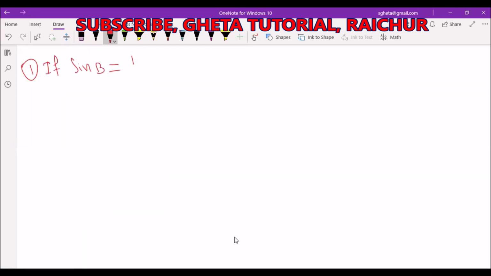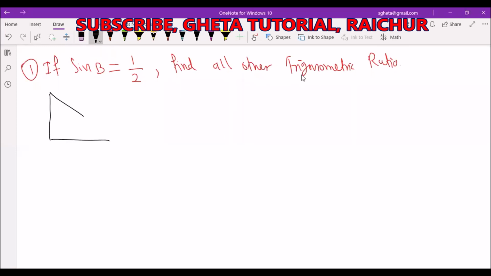If sine B is equal to 1 by 2, find all other trigonometric ratios. So here I'll just draw the figure for you people. As here sine B is given, so I'll write B here. Okay, here is my triangle. So here I will take as C, and here I will take as A. Okay, so this is the hypotenuse, this is perpendicular, and this is base.